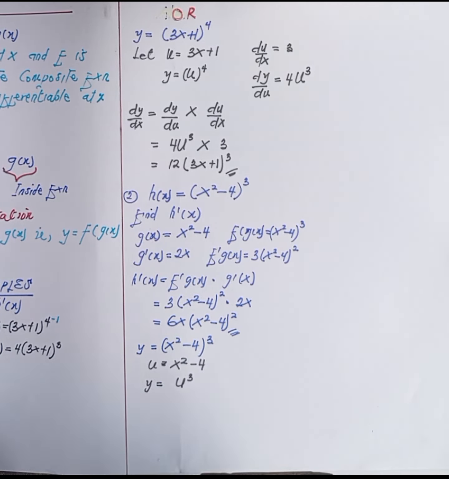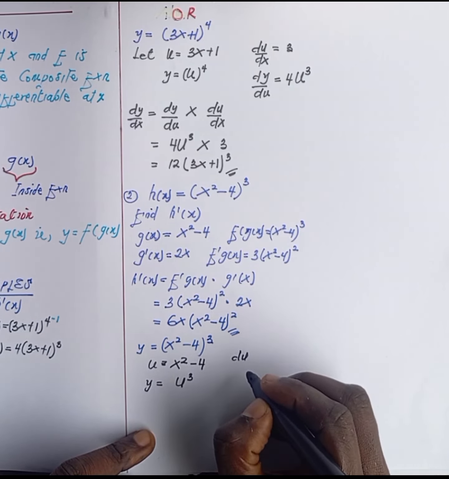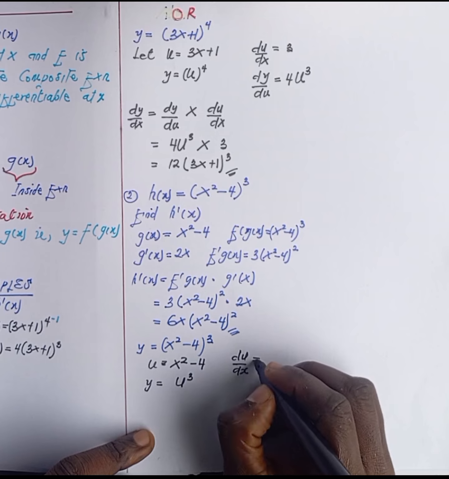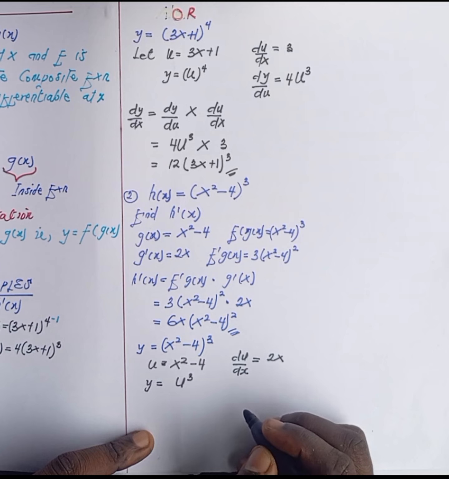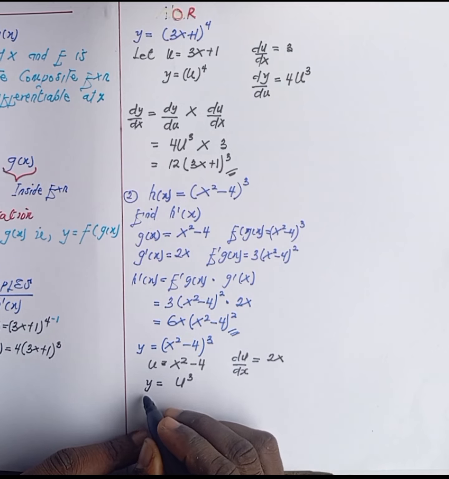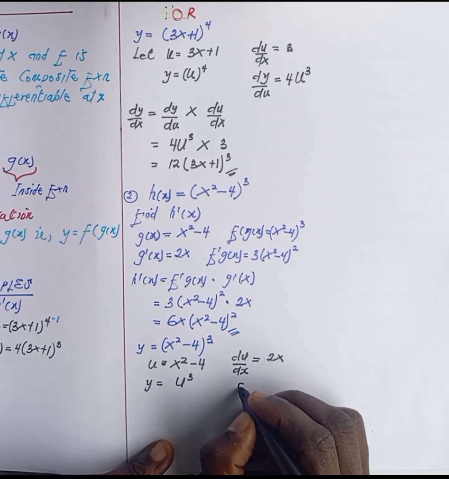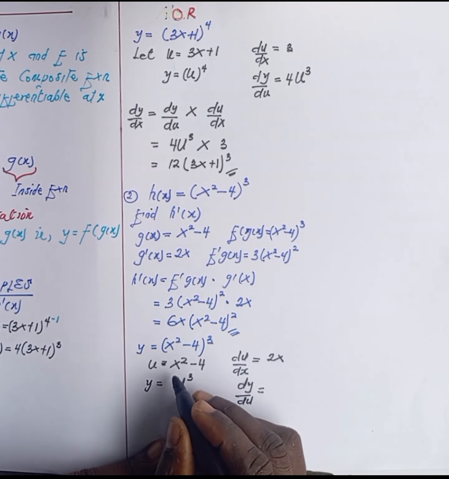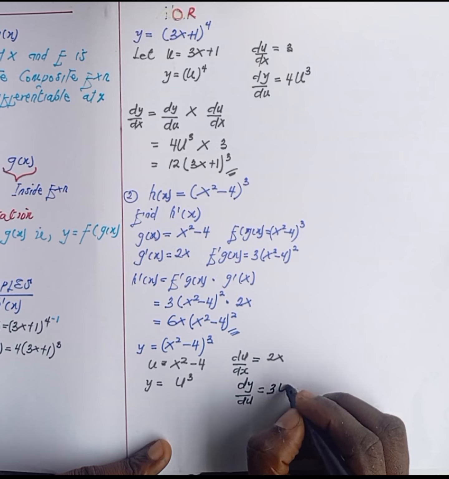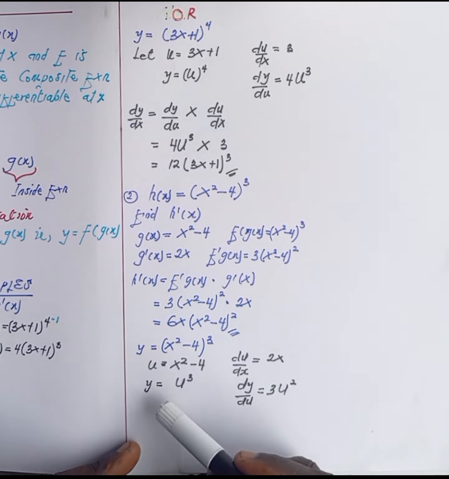The next thing we are going to do here is find our du dx. So we are going to differentiate u with respect to x, and that is going to give us du dx. When we differentiate x squared, we are going to get 2x. We differentiate a constant, we are getting 0. Then we are going to find the dy du. We are going to differentiate the function y with respect to u. So we are going to get dy du, 3u exponent 2.